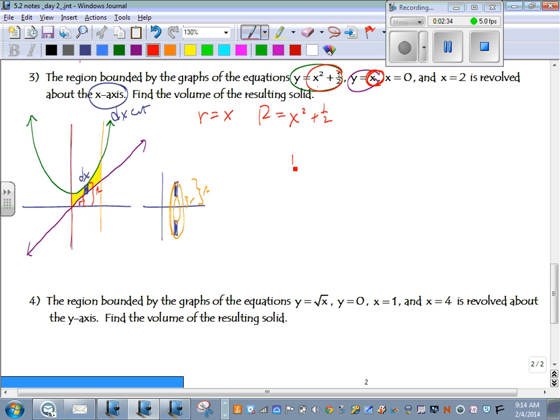We set up our integral. We have pi times the definite integral from what to what? 0 to 2, right? Smallest x value, biggest x value, of x squared plus 1/2 squared minus x squared dx. If we go ahead and evaluate in our calculator, we end up with 69/10 pi.